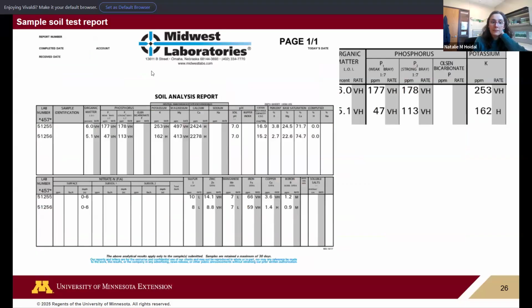Here's one from Midwest Labs. They basically just give you, again, the reading, and then instead of a chart, they just say L for low, M for medium, H for high, VH for very high. So it's fine to use these labs. The reports look a little bit different, and they generally are testing for the same kinds of things.